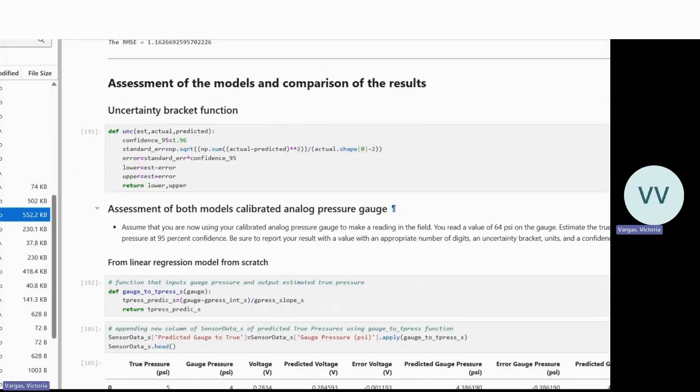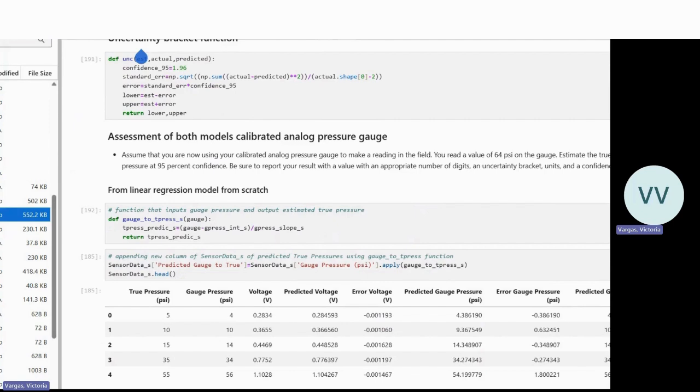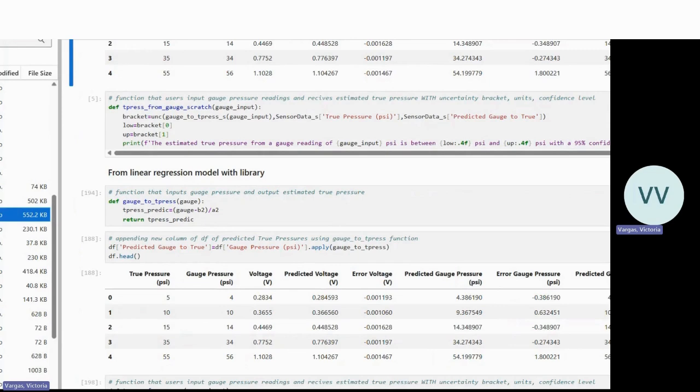So Mariah was able to do this part of the project. She did an assessment of the models and comparison of the results. So she made our uncertainty bracket function. So assessment of both models, calibrated analog pressure gauge. So now this is the scenario we were given in the final project, and she was able to apply this from both the linear regression model from scratch and of course the linear regression model with the library. So these are these codes right here.